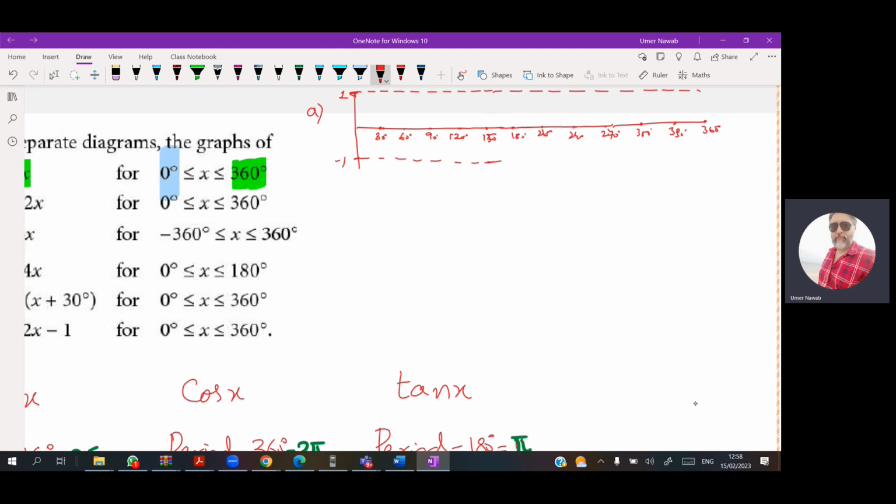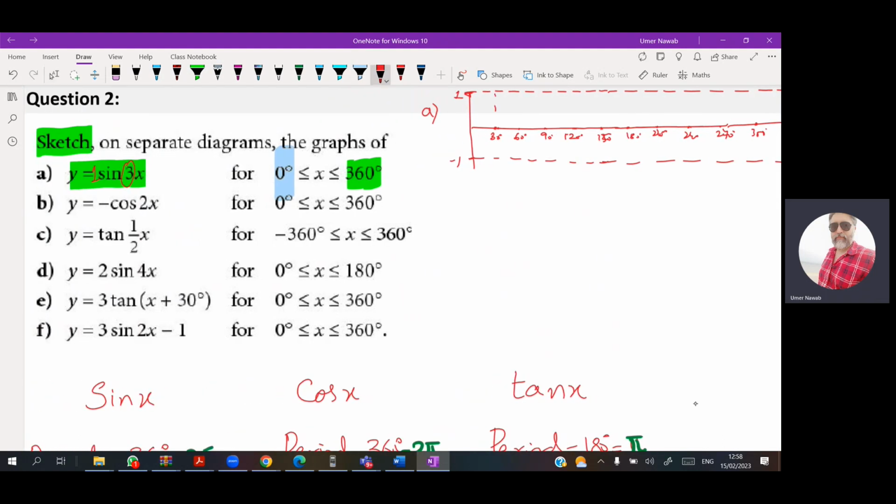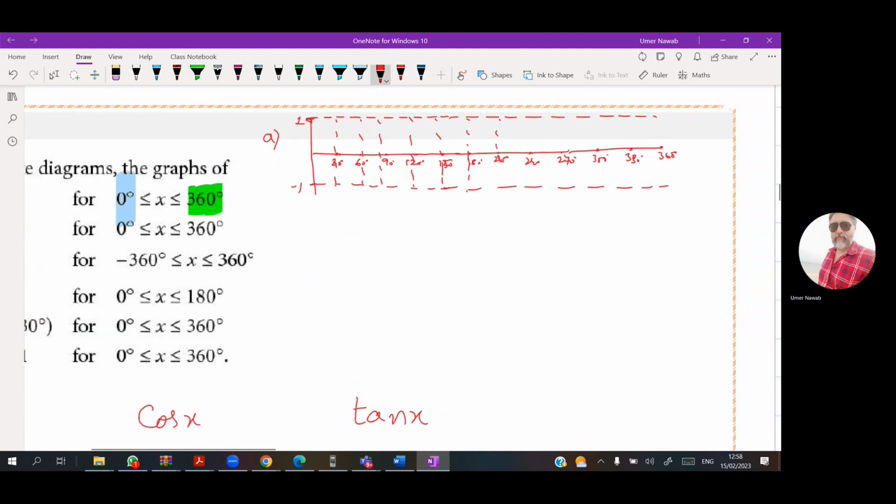Do you remember? I told you that I'm going to get 3 waves. So it's better, guys, to draw the dotted lines. It completes the grid. It will help you to make a very accurate graph.